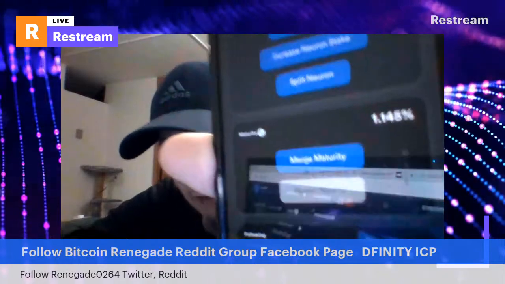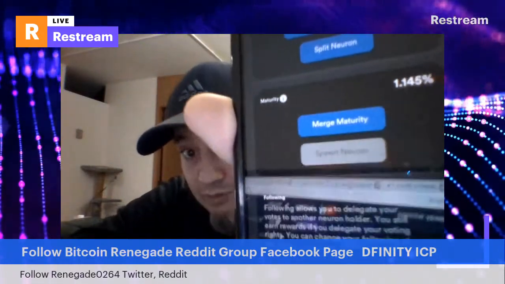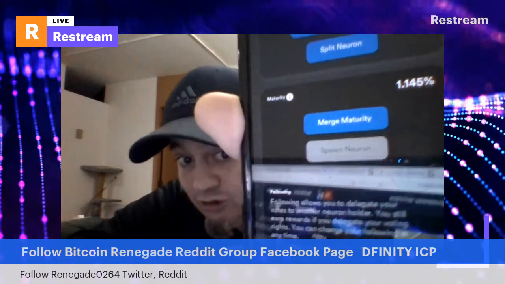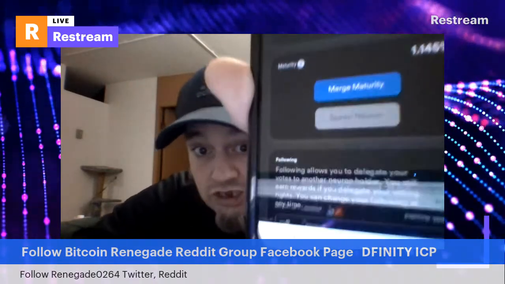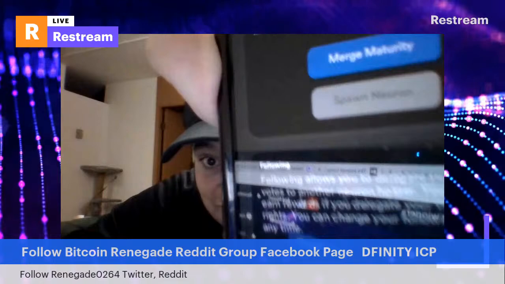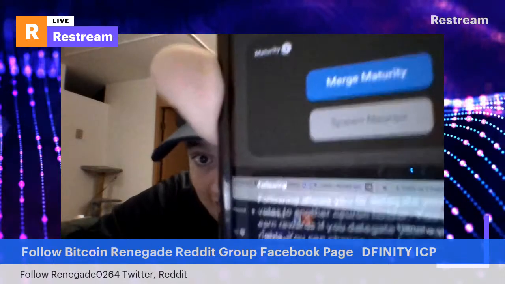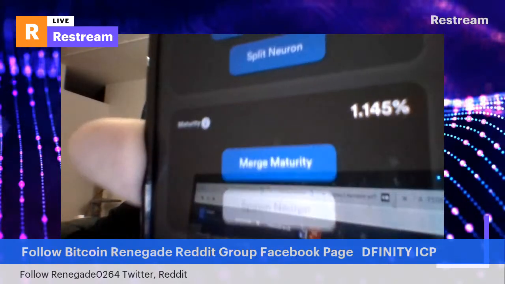I'm not sure what it is now, but I have 1.145% maturity, which is how you get new ICP tokens. So when this spawn neuron goes from gray to blue, like that merge maturity, and I have enough maturity to do that, it will create newly minted ICP tokens. So that will add ICP tokens from the 190 million that we saw there, from the 496 million that are in total. So that's how, and that's strategic over time.